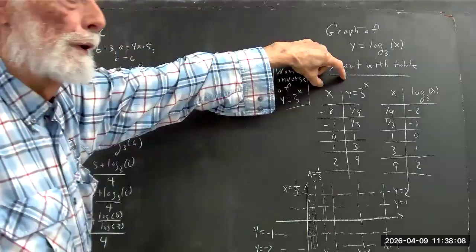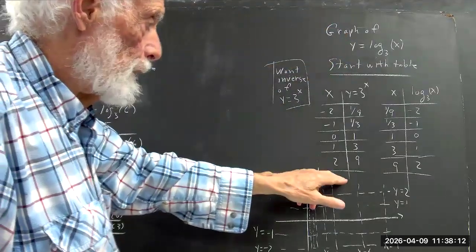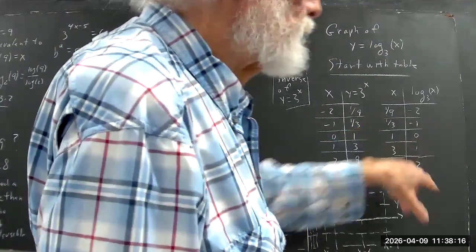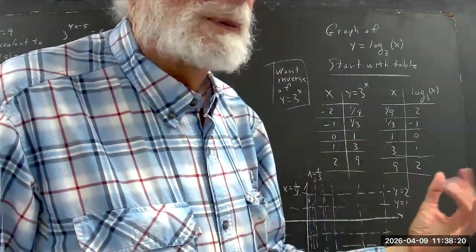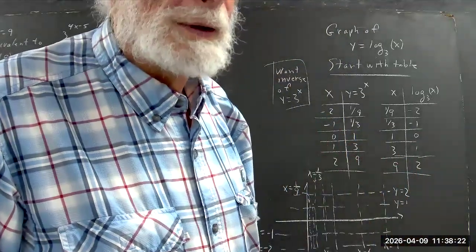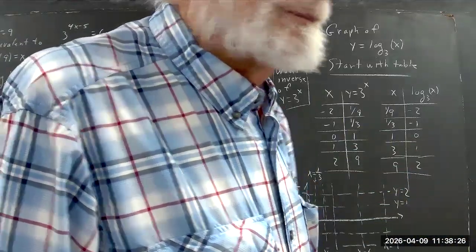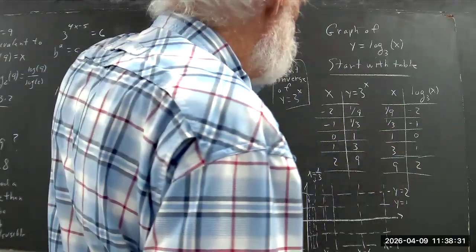So we start with the 3 to the x table, which is very straightforward. I don't have to explain that to you. And then we get the inverse function by swapping columns of the table. This should be a familiar operation. We swap the roles of x and y. And we get the table for log 3.